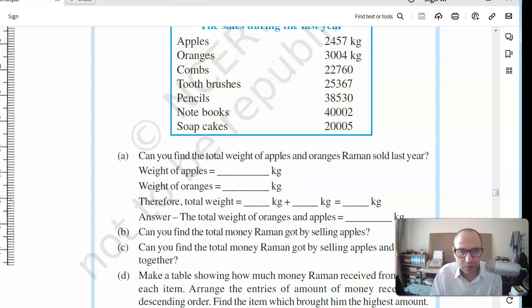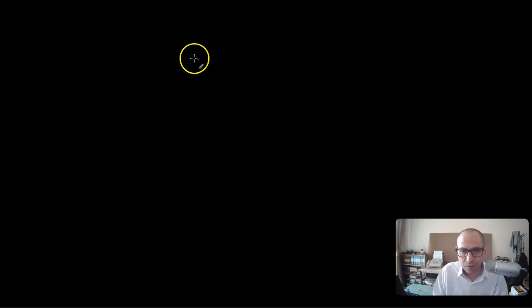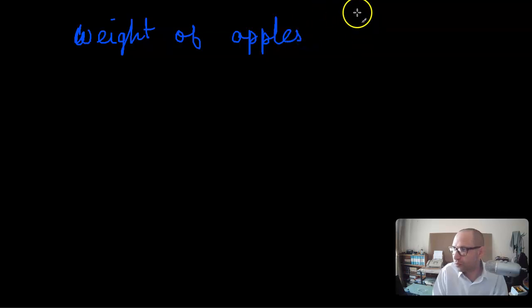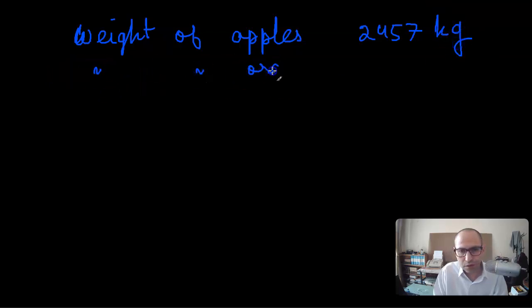Which means, for example, the weight of apples was 2,457 kilograms. It is not easy to write with this, let me write using my own pen. This is not working properly. So the weight of apples is reported to be, for example, 2,457 kilograms. The weight of oranges is said to be, for example, 3,004 kilograms.